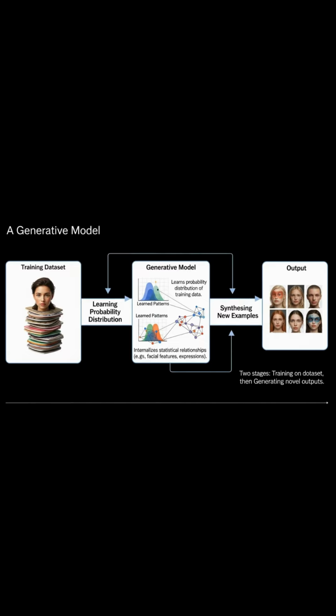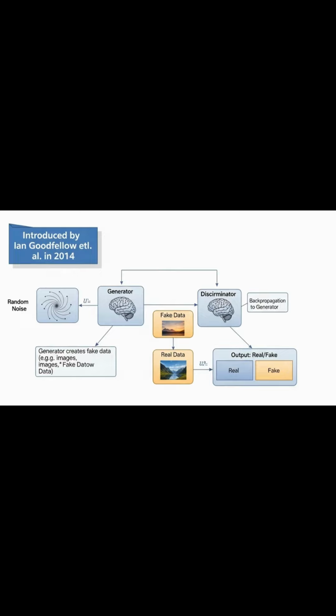This synthesis is what allows generative AI to create content that feels authentic and coherent, because it's not simply copying, but truly understanding the essence of the data. One of the most groundbreaking architectures in generative AI is the Generative Adversarial Network, or GANs, introduced by Ian Goodfellow and his colleagues in 2014.